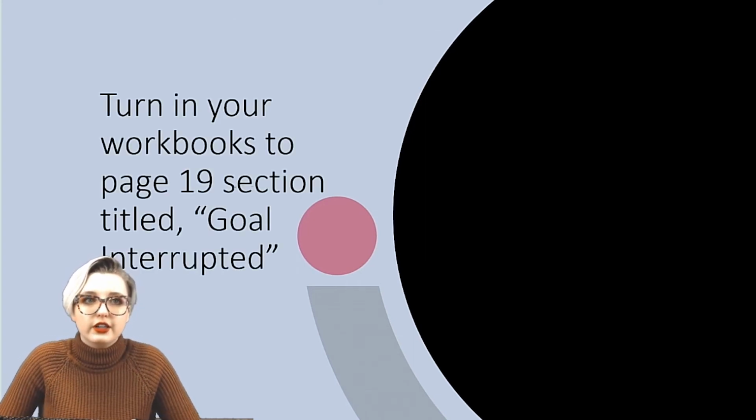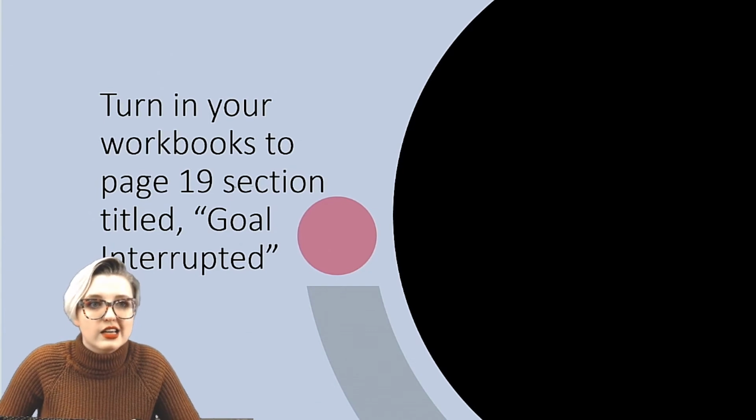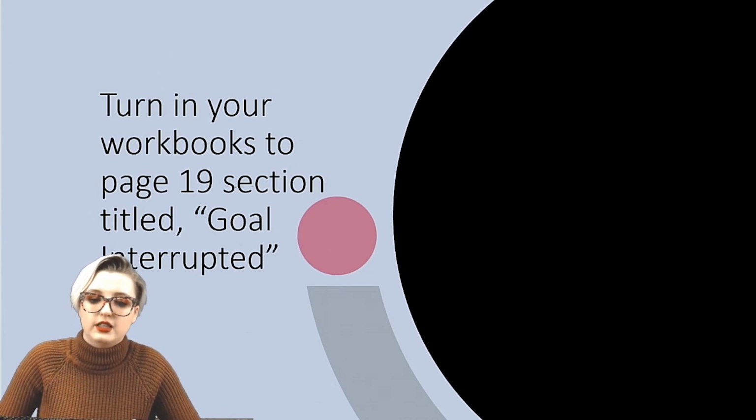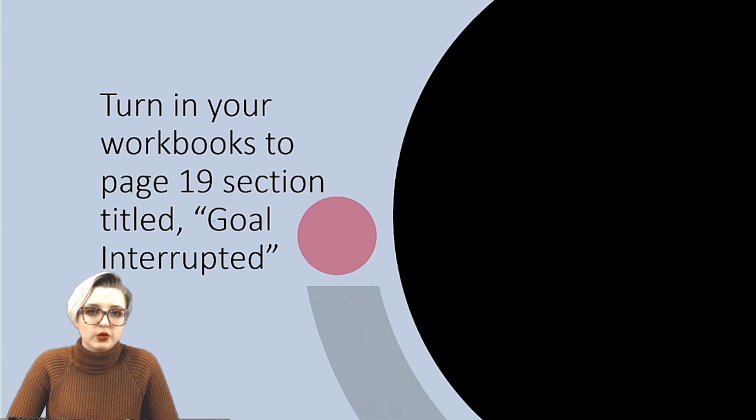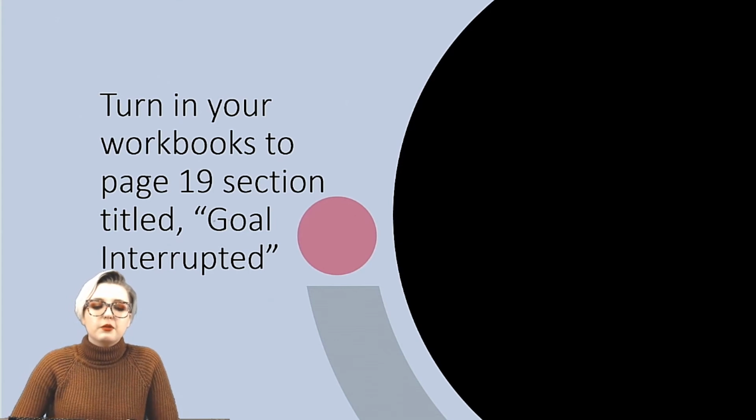So go ahead and turn in your workbooks to page 19, section titled Goal Interrupted. So let's look at the first box titled Short-Term Goal Improving at Football. Let's read the possible consequences if Stuart chooses to use marijuana, then we'll read about Mary.